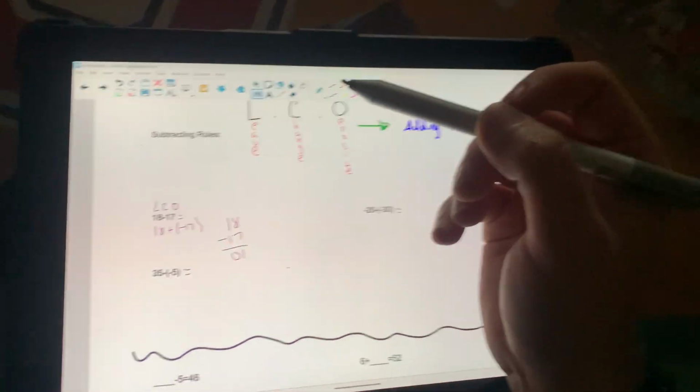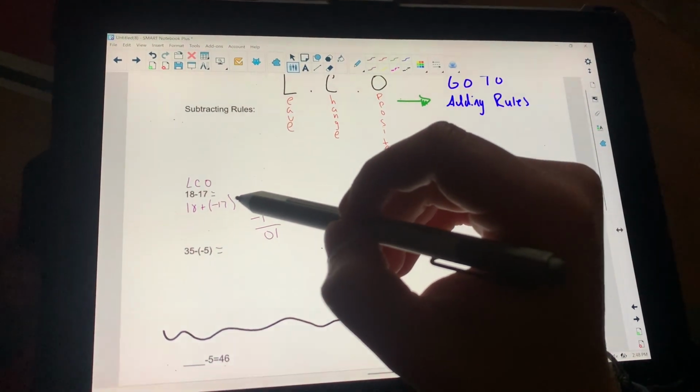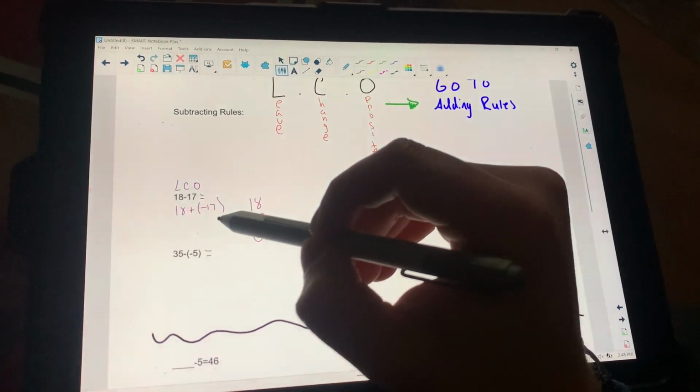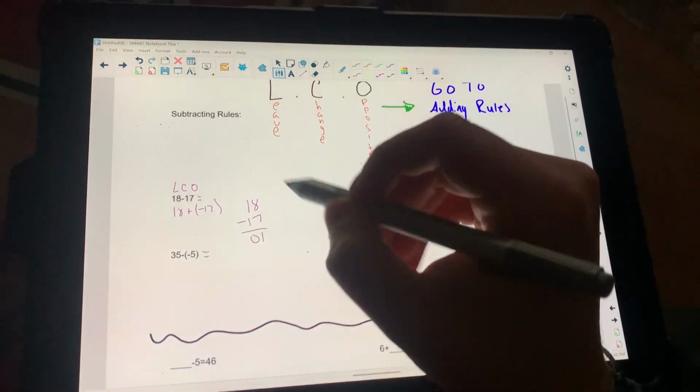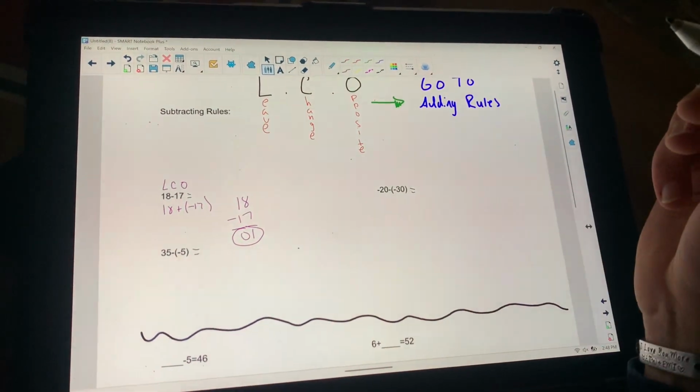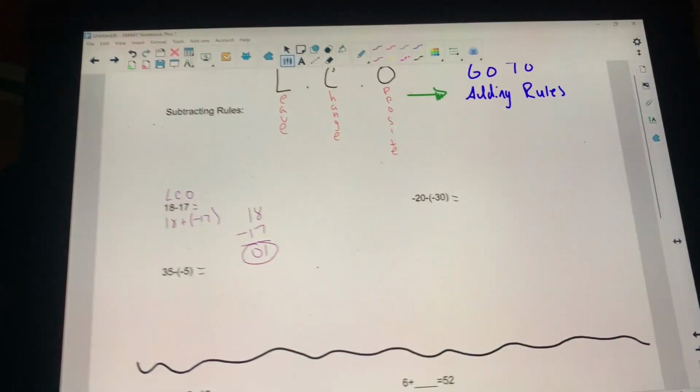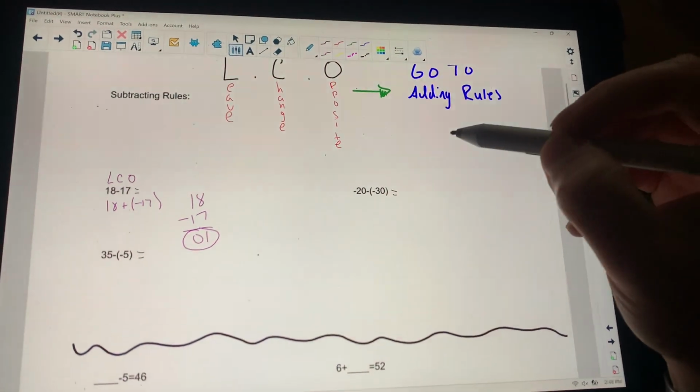Now, which one has a larger absolute value? 18 or 17? Well, 18 or negative 17. 18 does, so it stays a positive, so our answer is positive 1. We go to the next one.